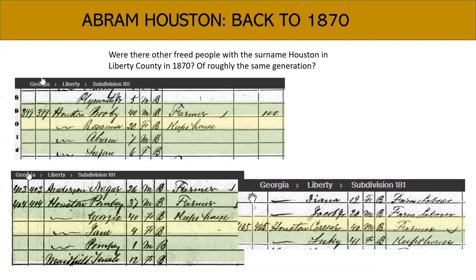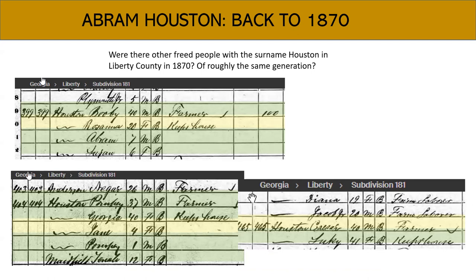That's a judgment call. If his name were one that was common in Liberty County, like Quarterman or LeConte, for example, I probably wouldn't check because so many of the freed people from those plantations took that surname. But Houston is relatively uncommon in Liberty County, and there wasn't a major slave owner with that surname at emancipation.